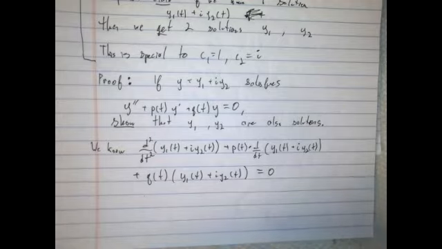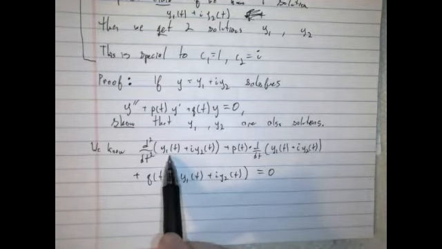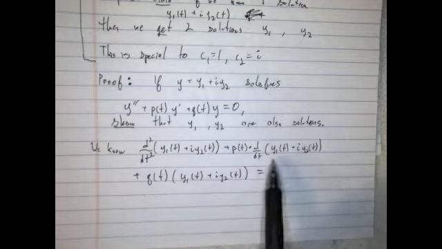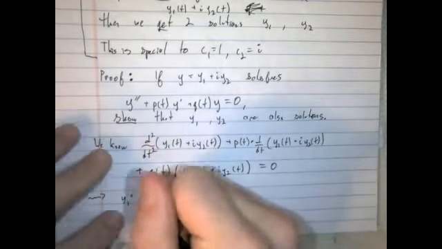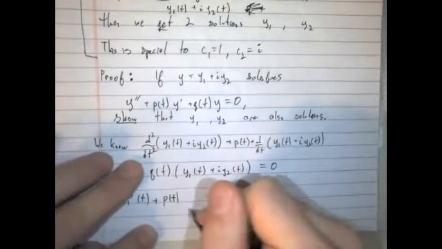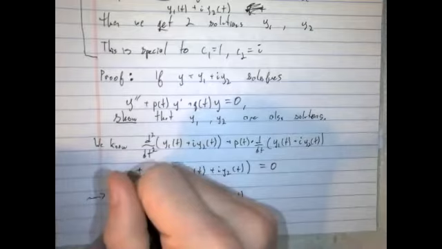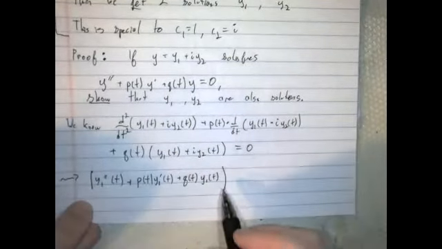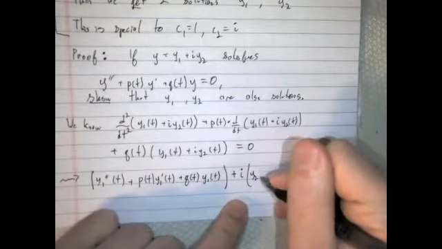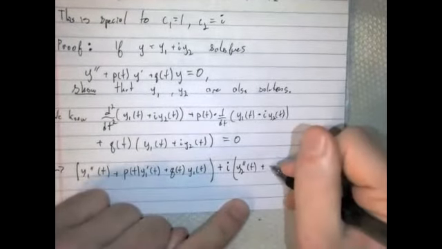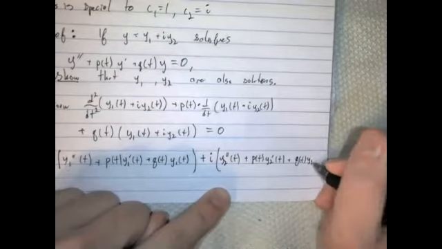You can separate out the functions. I can separate out the functions. I can make it so that I've got one part only in terms of real functions, namely y1 of t's. And then I can also separate it out so that I have I times stuff only involving real functions. So in particular, this whole thing turns into y1 double prime of t plus p of t y1 prime of t plus q of t times y1 of t. All this stuff, this is like the real part of the function. And now, plus I'm grouping all my I terms together, I times y2 double prime of t plus p of t y2 prime of t plus q of t y2 of t.